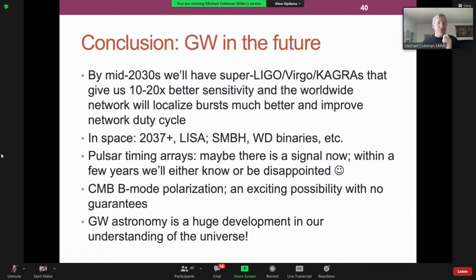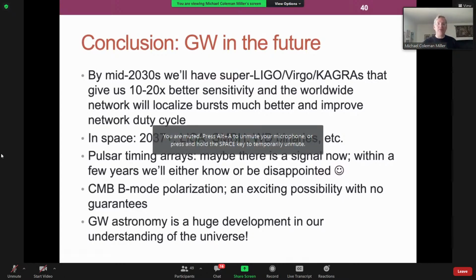Remember this strain or fractional change of 10 to the minus 21. Now think about moving rock by that much. You're not going to deposit a lot of energy, but you can deposit a little bit at least.